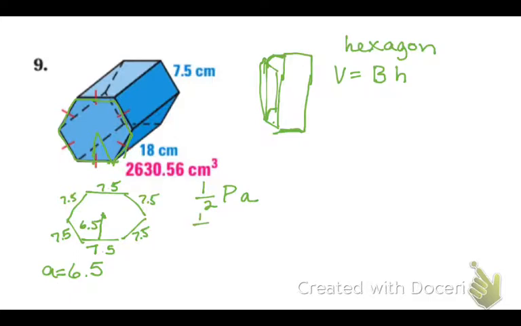So this is going to be 1/2. My apothem is 6.5, and now we have to figure out our perimeter. So our perimeter has 6 sides. And we know each of those little sides is 7.5 centimeters. So there's our setup equation. 6.5 is the apothem, 6 is the number of sides, 7.5 is the length of each of the sides.